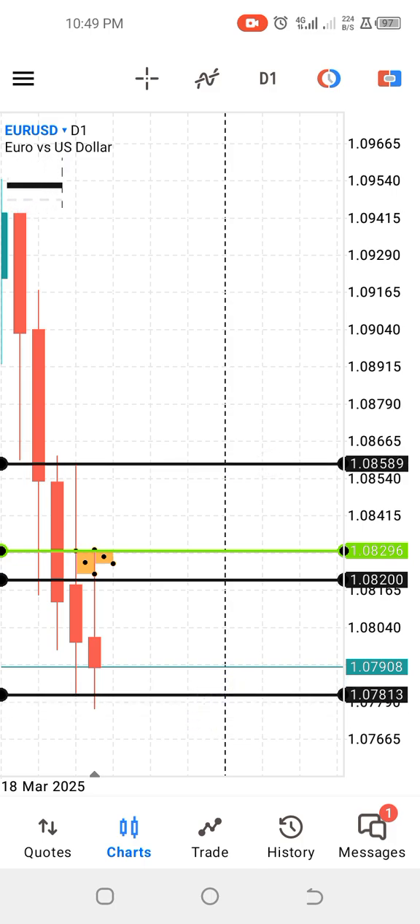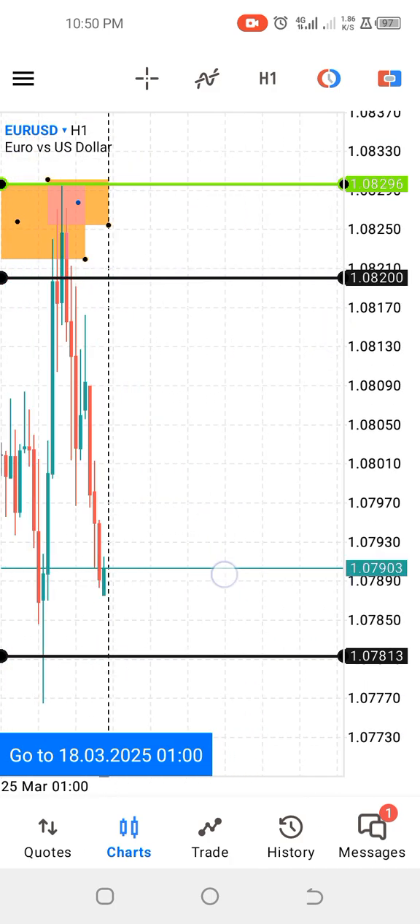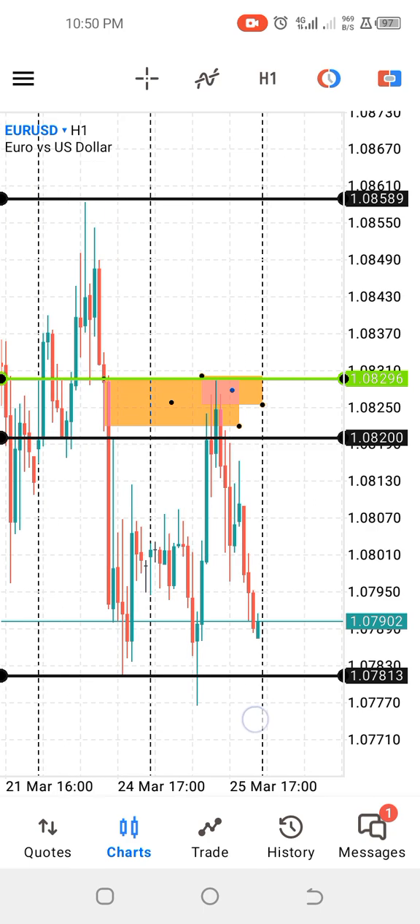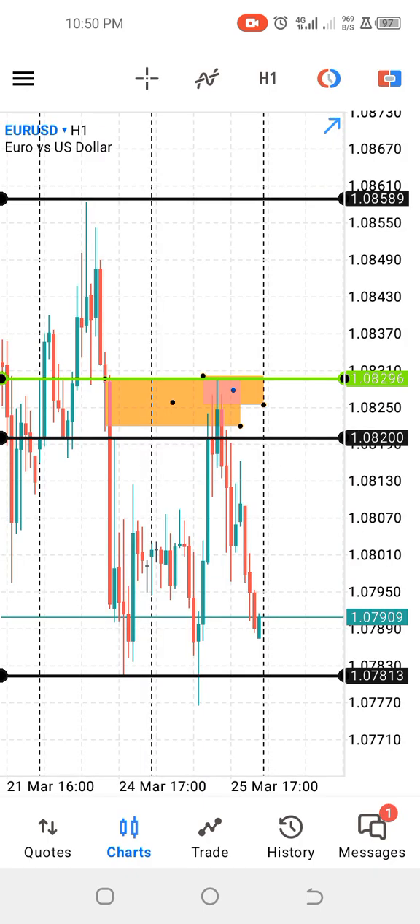Today price traded above the 50% to tap into a PDRA from yesterday's candle. So that is why you can see Euro USD reacted from that zone and sold from that zone. Even me on my live account, I traded this sell. Okay, I got some profit.